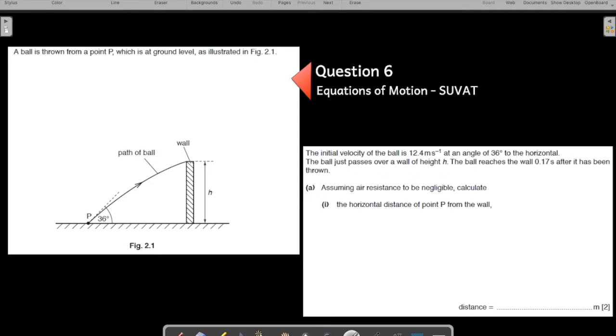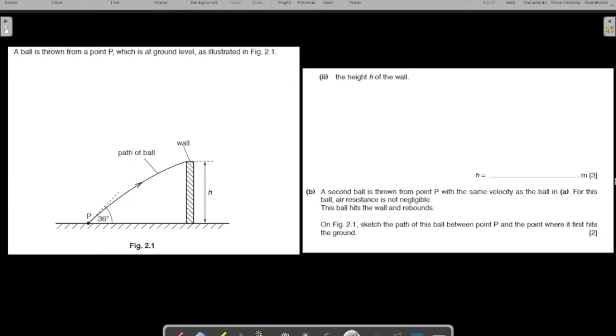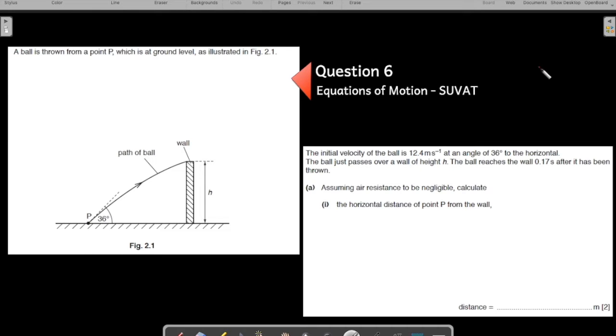Take the snapshot please, and just 2 screens are there. It's not a long question. Second screen. This is the second screen. Okay, so I believe you'll pause the screen and attempt the question yourself before you listen to my explanation of it.